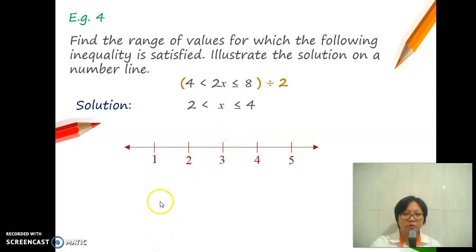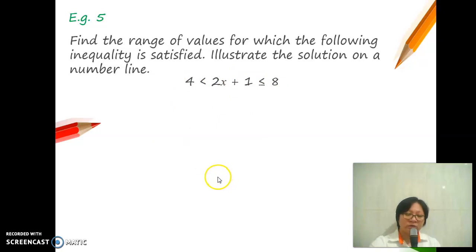Start from 2, use an open circle, and then 4, use a closed circle, and then draw arrows. The solution is between. So we shade the area between 2 and 4. You can check whether your answer is correct or not by picking a number in between, whether it's true or not.